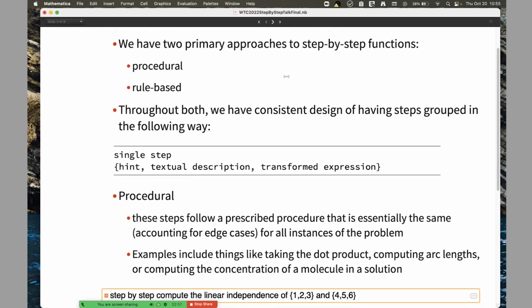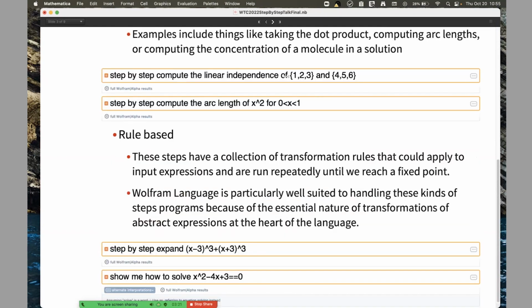Through both of these approaches to our step-by-step code, we have a unified structure, which is that a single step in a step-by-step program is broken up into a hint, which is guiding the user along, a textual description, which is stating what is happening in this particular step, and then a printed out transformed expression. Because we have a lot of content to go over today, I'll show one of these just so you get the idea, but you're going to be seeing lots of steps today. So I'm not going to spend a long time working with these examples right now.